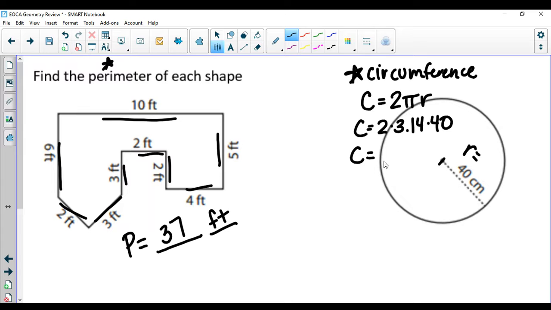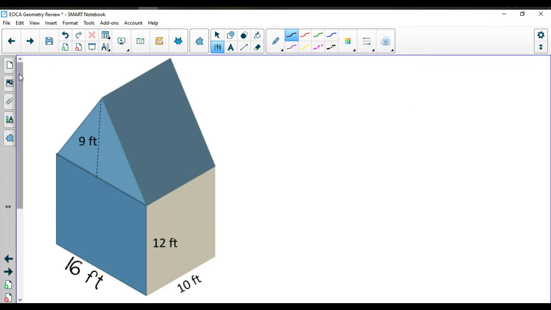So go ahead, you're going to type in what is your answer with a label for units. You're going to include your entire answer here. So your answer is 251.2, and your units should just be centimeters for this one. We have 2 more examples.